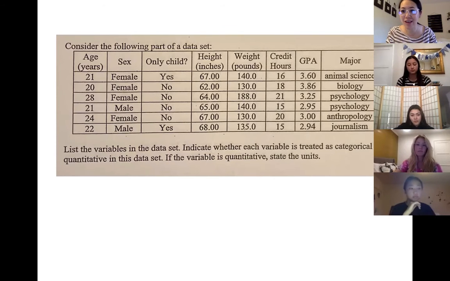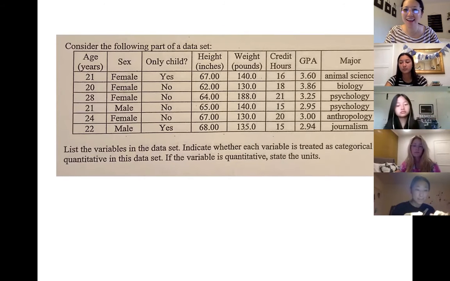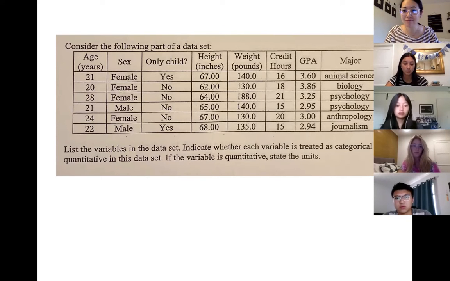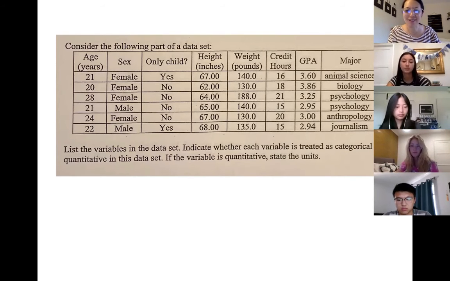Sex or gender, what is that going to be? You can just feel free to tell me. Categorical. Yeah, good, categorical, nice. Only child? Categorical. Good. Height? Numerical. Good, numerical. Weight? Numerical. Good. Credit hours? Numerical. Good. GPA? Numerical, good. And major? Categorical. Categorical, you got it.